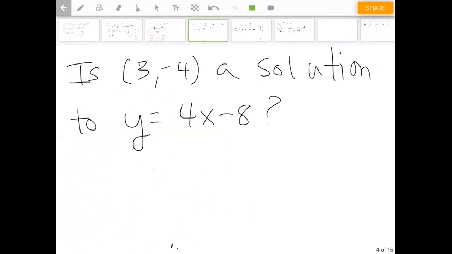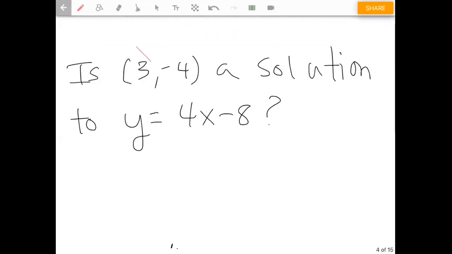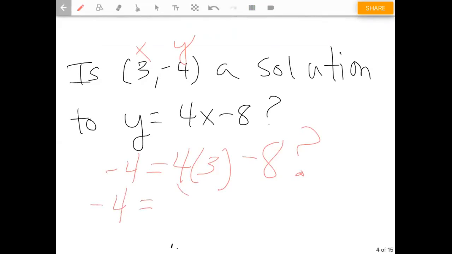All right, so hopefully you were able to try this on your own. So again, they want to know, is the point 3, negative 4 a solution to y equals 4x minus 8? So our x value is 3, our y value is negative 4. So we're going to plug in y is negative 4, and we want to know, does that equal 4 times x, which is 3, minus 8? So is that true? So we have negative 4 equals, if we do 4 times 3 is 12, minus 8 is 4. So does negative 4 equal 4? No, it does not. So that means that 3, negative 4 is not a solution to that equation.